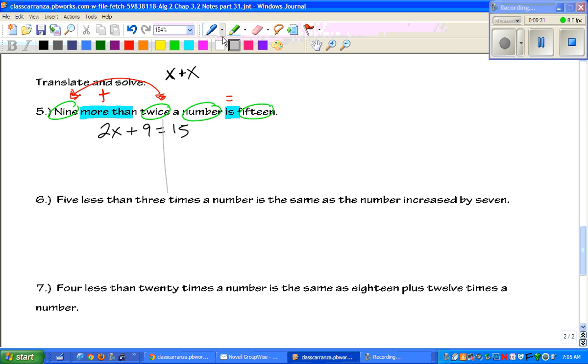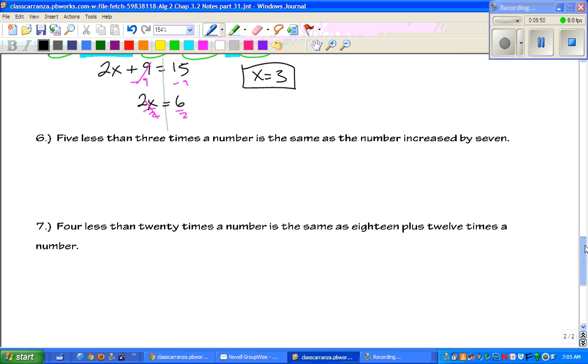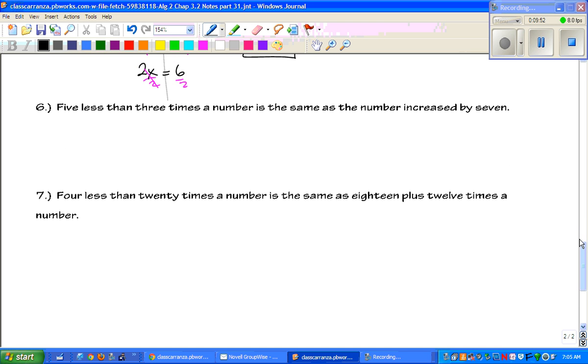And from here, solve it. We subtract 9 to both sides. We get 2x equals 6. Divide by 2. And we get x equals 3. Alright, let's do another one.